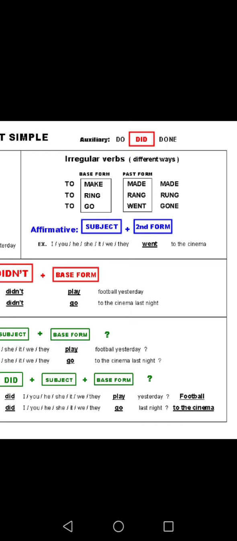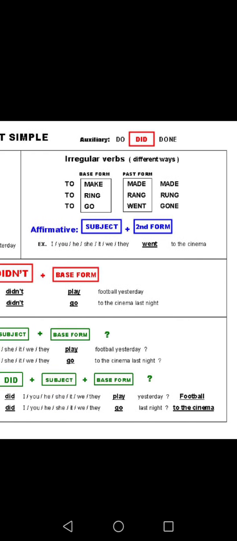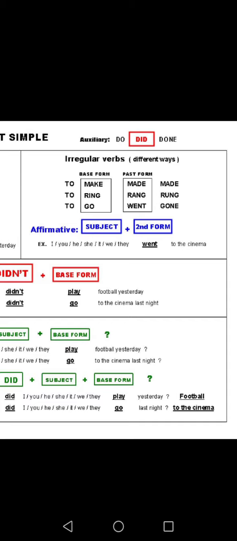Where did you go last night? Where did you go? It's no longer went, simply base form, go. Where did you go yesterday or last night? Answer, to the cinema.